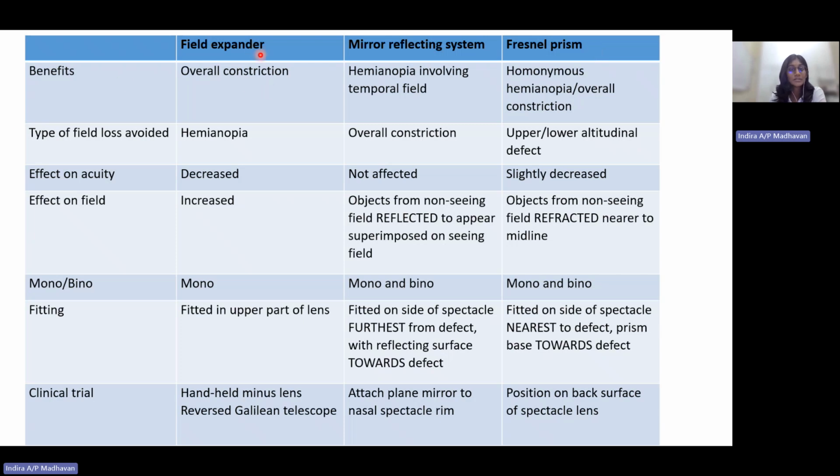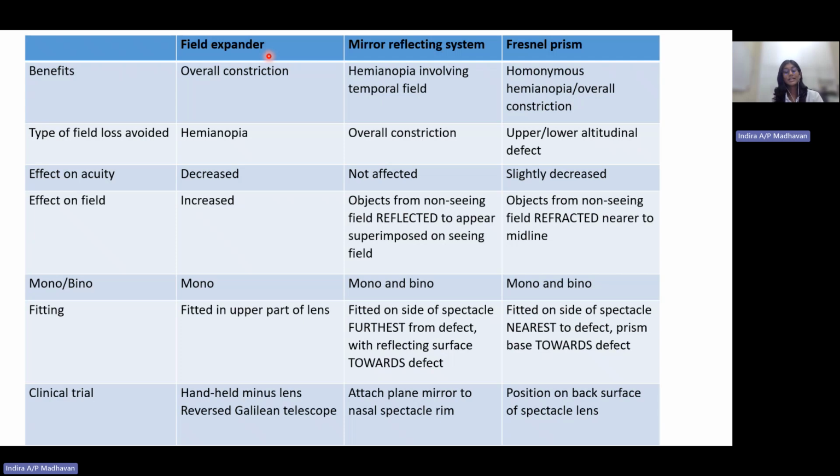So first we start with field expander. What is a field expander? It comes in a few forms. Basically, it helps patients with overall constriction, or patients with tunnel vision. So these patients would benefit from this field expander.